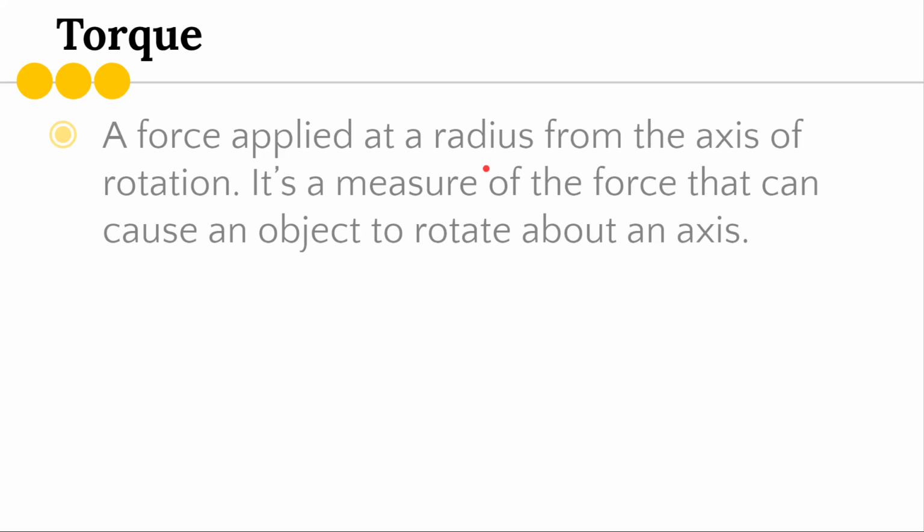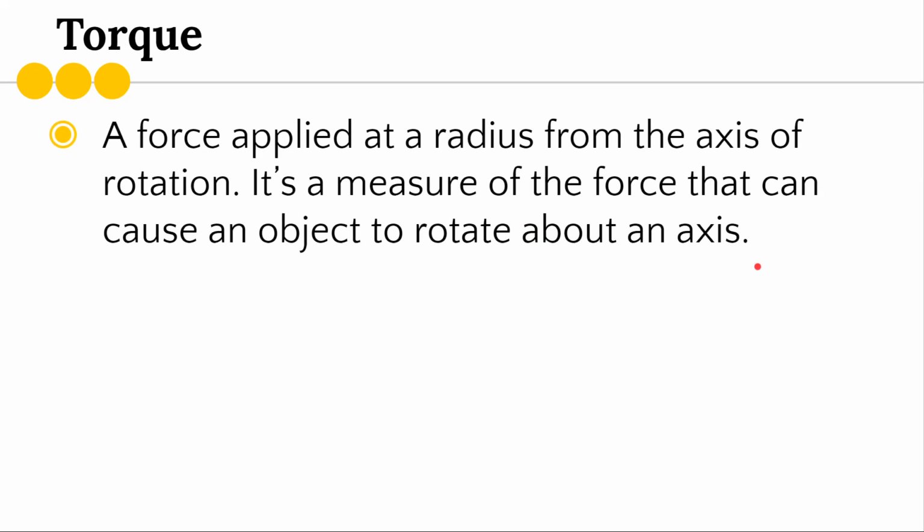Okay, so torque. Let's start with the definition. It is a force applied at a radius from the axis of rotation. It's a measure of the force that can cause an object to rotate about an axis. So if you apply some force at some distance away from a pivot point or away from an axis of rotation, that force could cause that object to rotate about that axis.